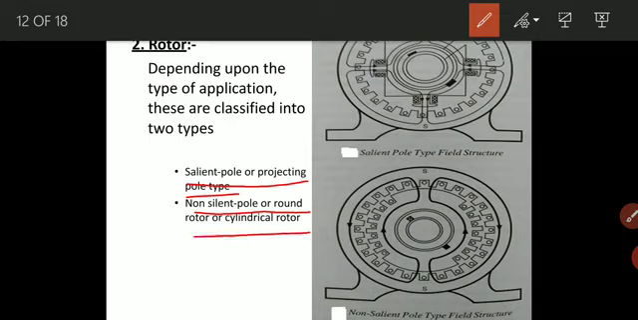The first one, if you see the diagram, is the salient pole type or projecting pole. See here what is the difference? These poles are outward projected, and the second one is the cylindrical type, the cylindrical rotor. Here the air gap is non-uniform, but here the air gap is uniform. Here slots are present in between the poles.